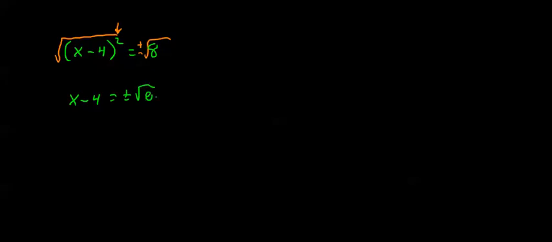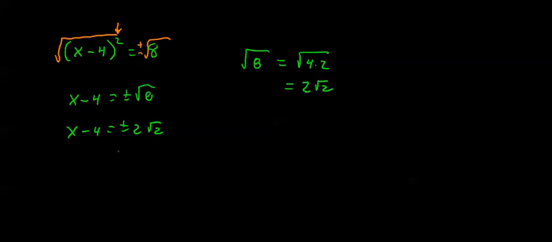And now, from yesterday, we can simplify. The square root of 8 is the square root of 4 times 2, or 2 square root of 2. So we have x minus 4 equals plus or minus 2 square root of 2. Add 4 to both sides, and we get x equals 4 plus or minus 2 square root of 2.